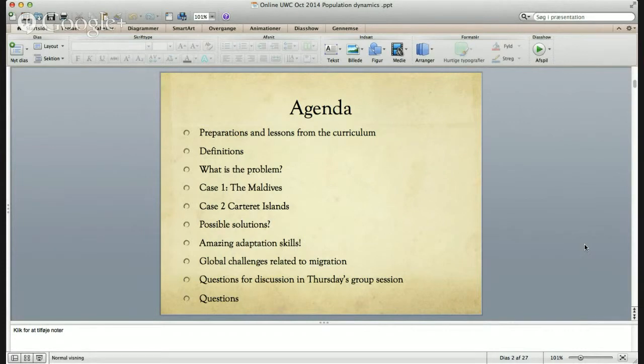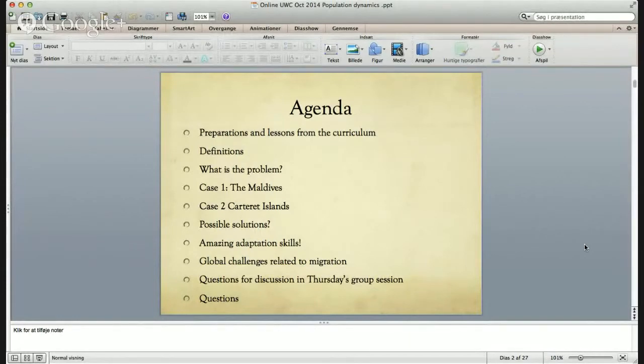Before we get started, I also want to share some definitions, because I think that sometimes when we talk about climate refugees and tourists and exchange students and labor migrants, it gets really confusing what's really what. So we'll talk about that a bit as well. Then we'll talk about climate change, climate refugees. What is the problem really?